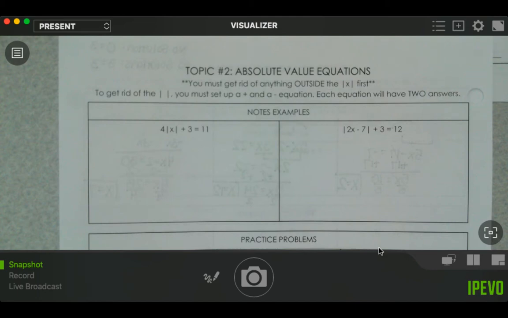Welcome back for topic 2. This one we're going to talk about what happens when you have equations with absolute values in them.